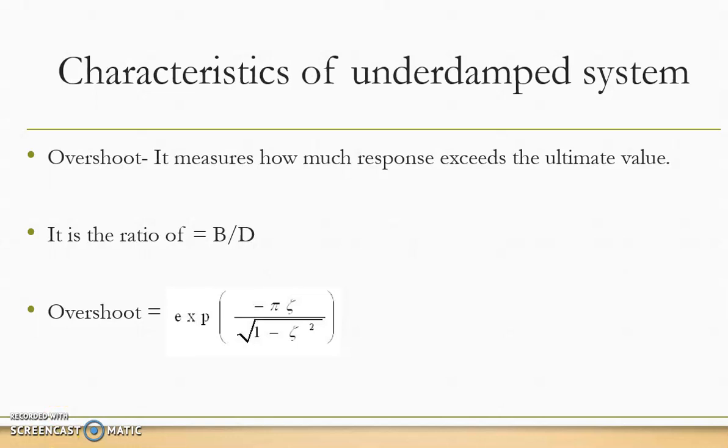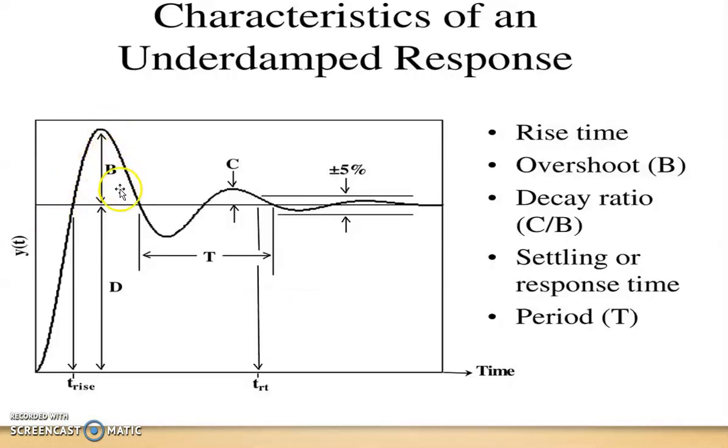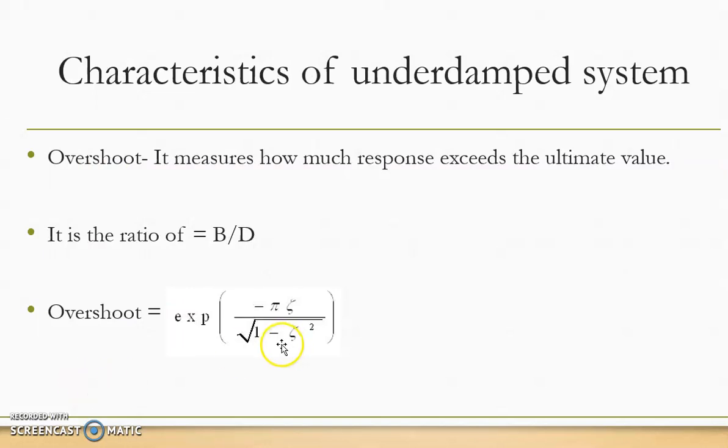Starting with the overshoot, it measures how much the response exceeds the ultimate value. It is a ratio of B by D. Coming back to the figure, this is our ultimate response, and how much the response exceeds the ultimate response is the overshoot. Overshoot can be represented by B by D. Overshoot can be found as exponential of minus pi zeta upon square root of 1 minus zeta square.